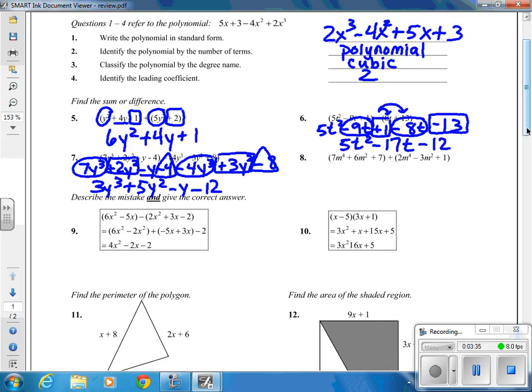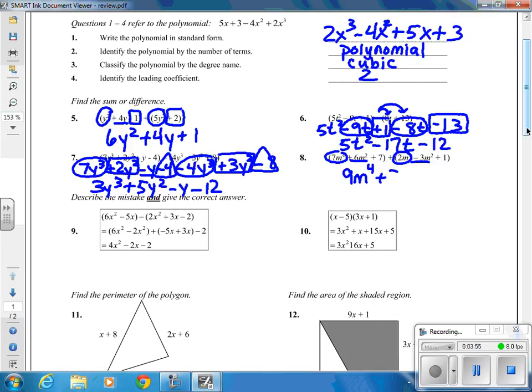For number 8, it's an addition problem, so we don't have to worry about distributing anything. We can just jump in and start combining. I'm going to combine my m to the 4th powers first, since they're the highest one I've got. So 7 plus 2 is going to give me 9m to the 4th. Then my m squareds are next, so I have positive 6m squared and minus 3m squared.